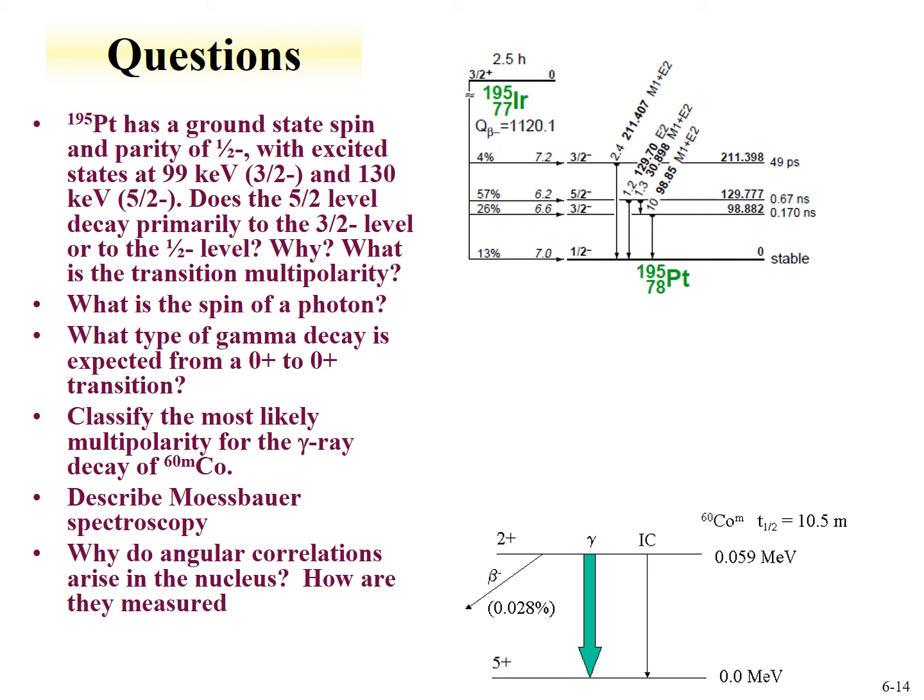And as we learned, the lower value, so the lower multipolarity, is the one that's most likely, and you could check in the table of the isotopes that this indeed is the probable transition, the M3 state, for the photon emission from cobalt-60m. You should also be able to describe Moessbauer spectroscopy, which was just done in the previous lecture, and also in the previous lecture we discussed angular correlations. How are they measured? By aligning the nuclei.